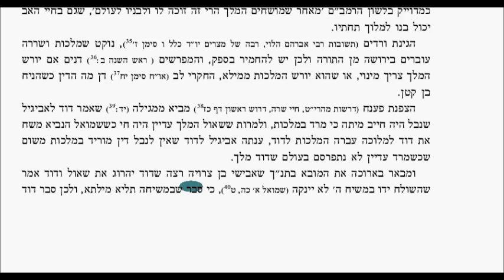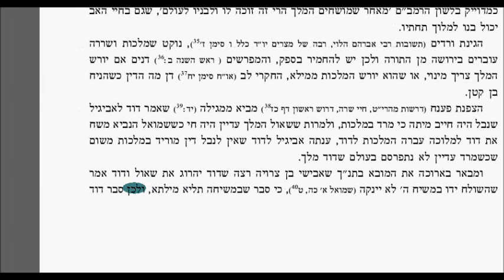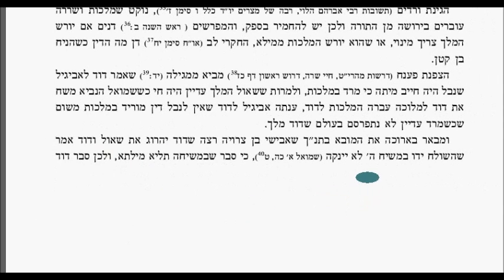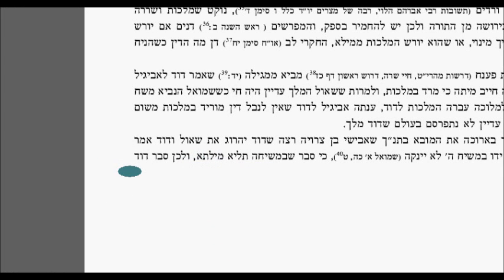Avishai ben Tzruya wanted that David should kill Shaul. And David said that whoever puts his hand to kill the Mashiach Hashem will not be forgiven, because he was of the opinion that it has to do with the anointing.